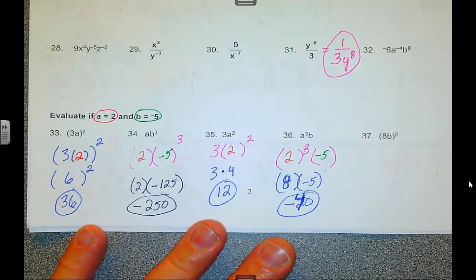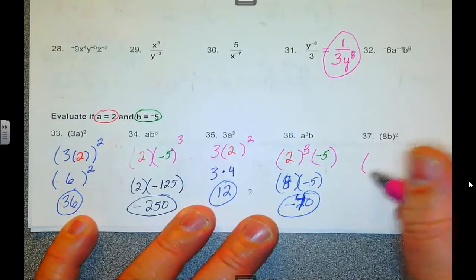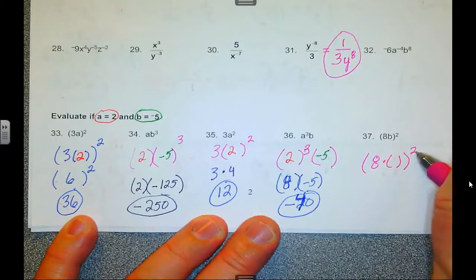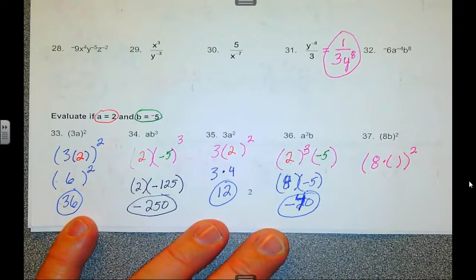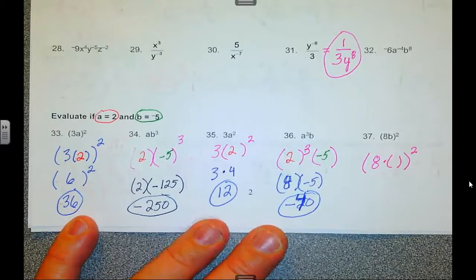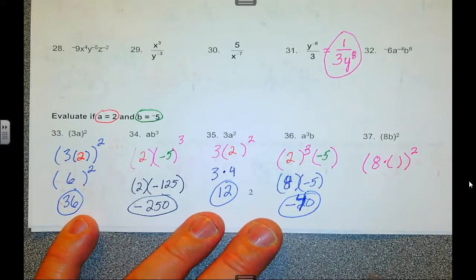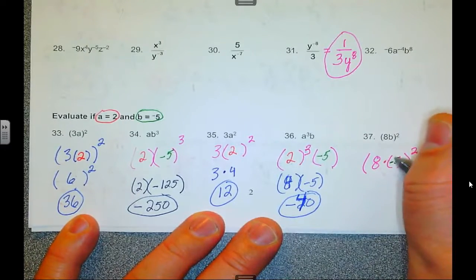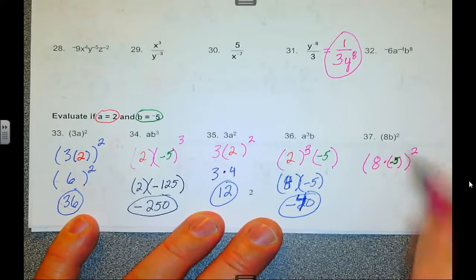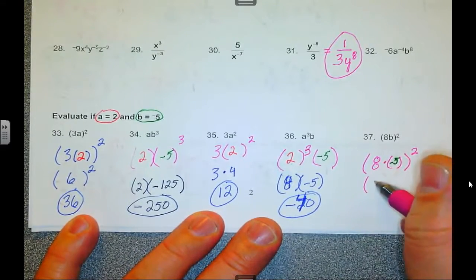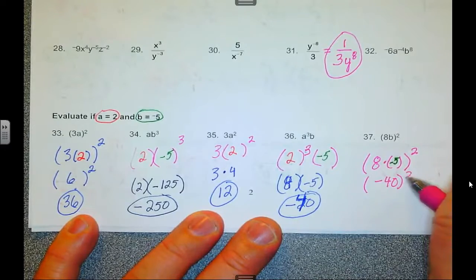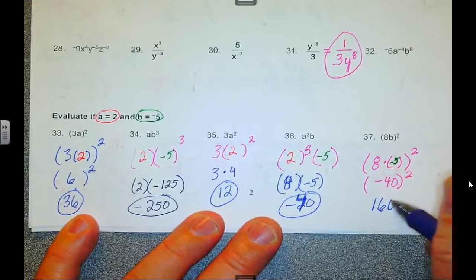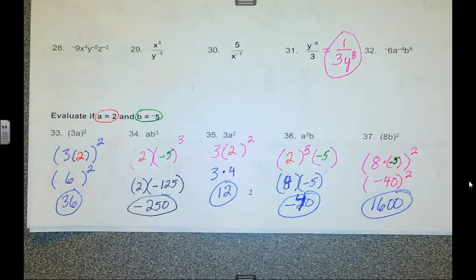Number 37. So you have 8 times b squared. No. It's an 8. If you were listening, you would know. B is negative 5. So I have parentheses first, negative 40 squared. Negative 40 squared is a really big number. How about 1600?